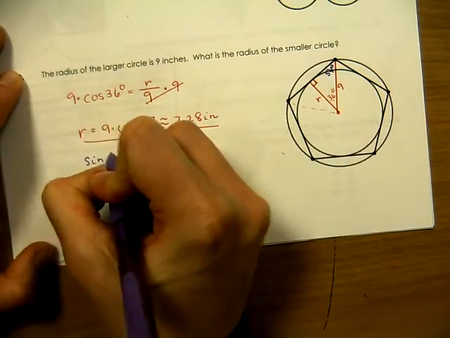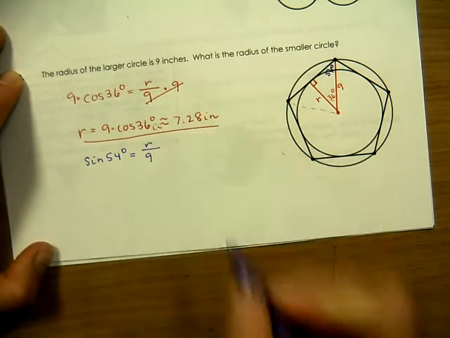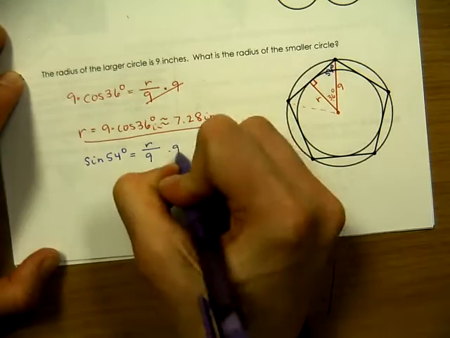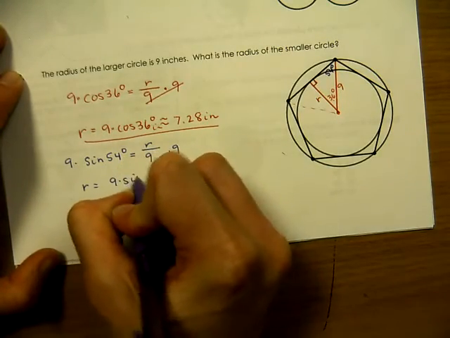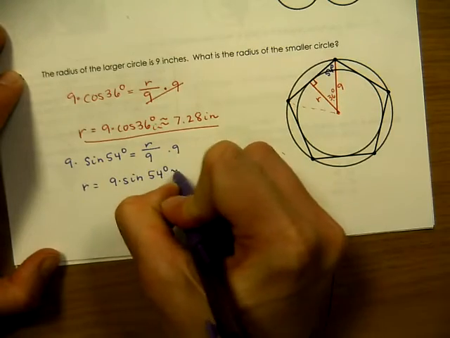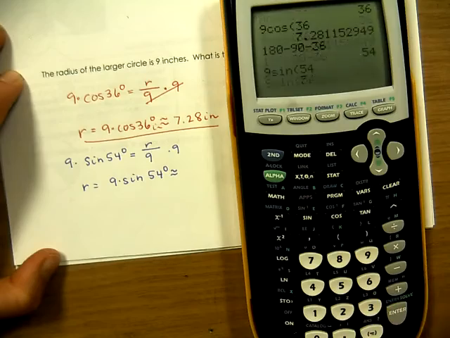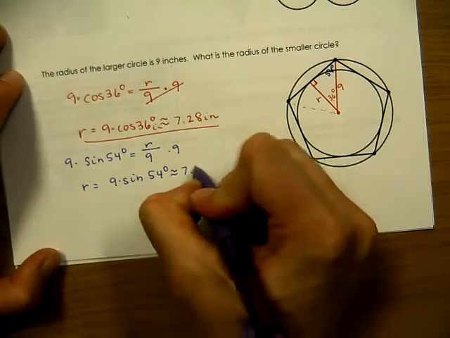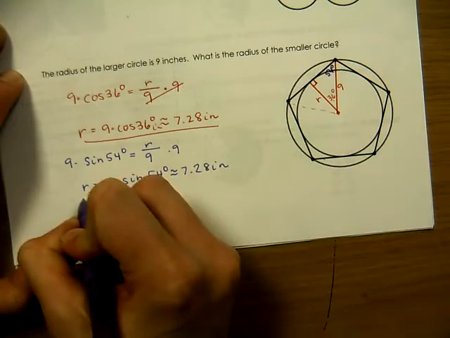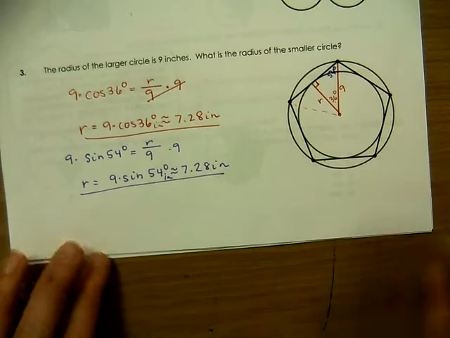So I could say sine of 54 degrees is equal to the small radius over the large radius, which is 9. Still solve for r. A different exact answer would be 9 times the sine of 54 degrees. But if I put that in the calculator, 9 times the sine of 54, we get the exact same approximate answer. Those are equivalent. So about 7.28 inches. So either way, and don't forget the inches there. Those would be my two answers there.